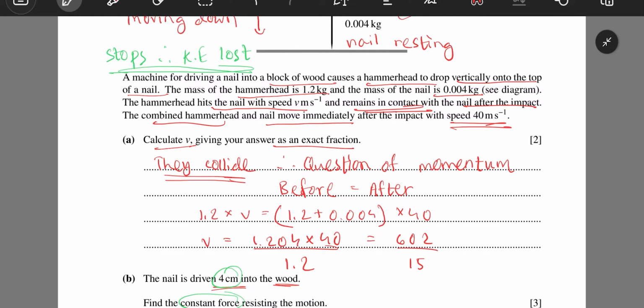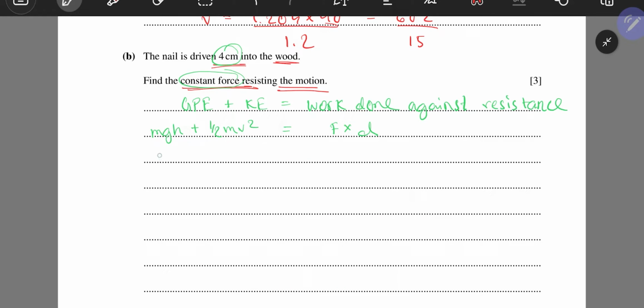So 1.204. If I take m common, so 1.204 times g, which is always 10, the height they're moving is 4 centimeters, so 4 by 100 meters, SI units. So plus half times the speed, which is 40, so 40 squared. This is equal to F times, again, 4 by 100. So now we are solving for F, right? So let's just simplify first. So our 1.204 times 10 times 0.04 plus half times 40 squared.